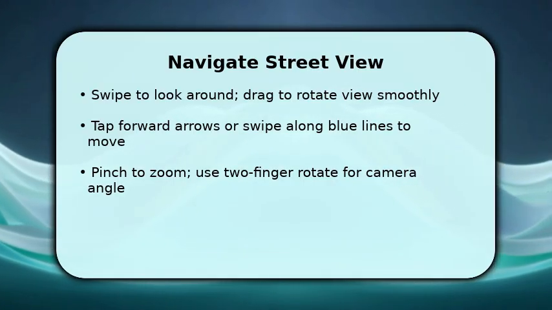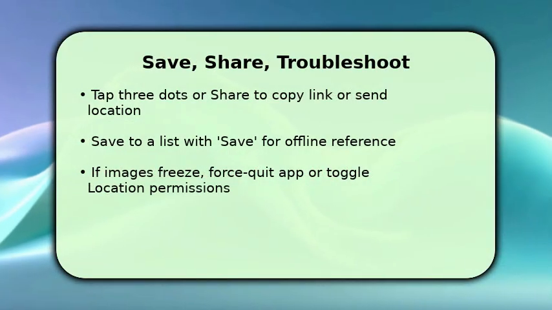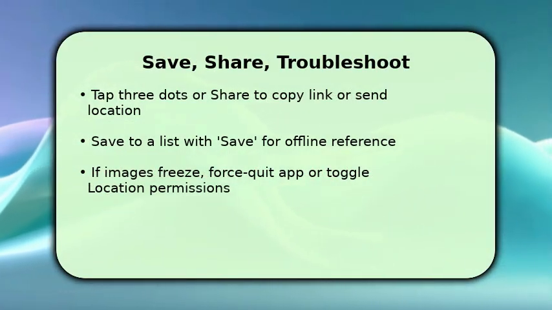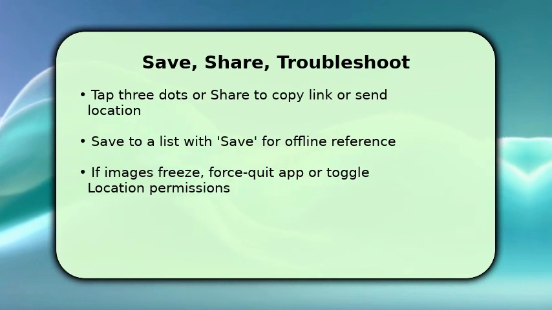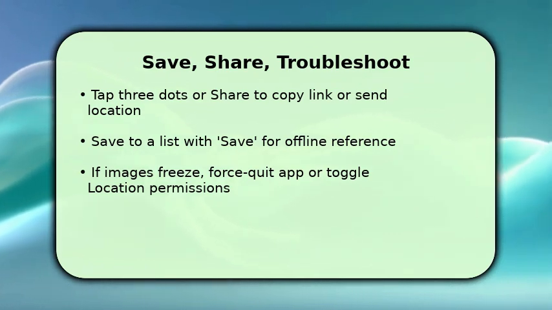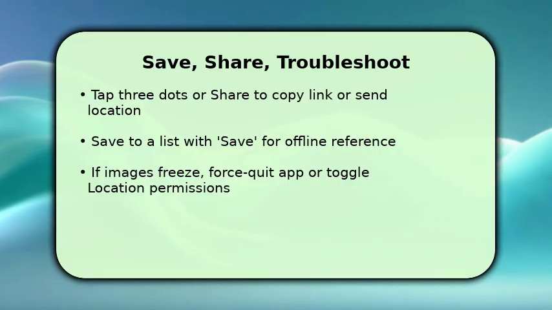Finish by saving or sharing the spot. Tap the 3 dots or share button to copy a Street View link or send it to someone. You can also tap save to add the place to a list for later. When you're done, swipe down to exit Street View and return to the map.